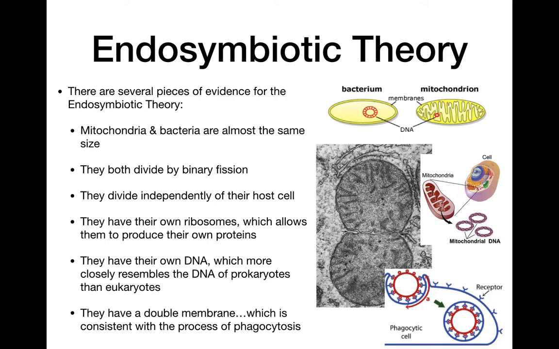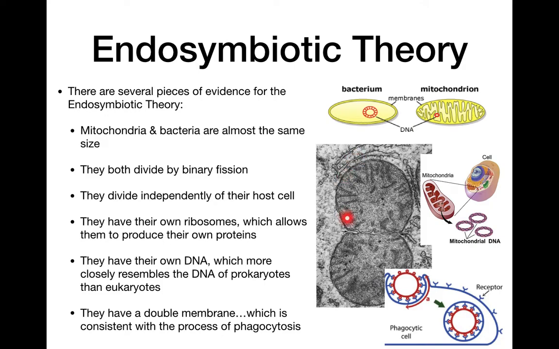And finally, they have a double membrane. So this is consistent with what we call phagocytosis, which is where one cell engulfs another. Look at this image here. We can see the little red cell is the one being engulfed, and the blue cell is the membrane of the cell engulfing it. And it's taking it in. The engulfed cell now has two membranes. The red one is its original membrane, and the blue outer one is the membrane it took in from engulfing the cell around it, of the host cell. So it's a double membrane.